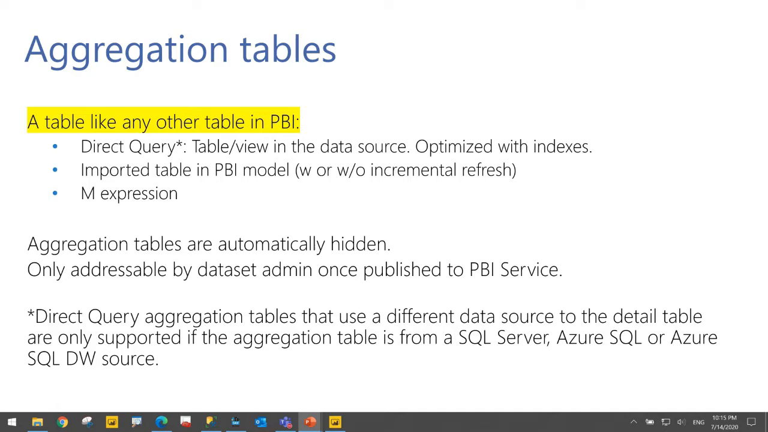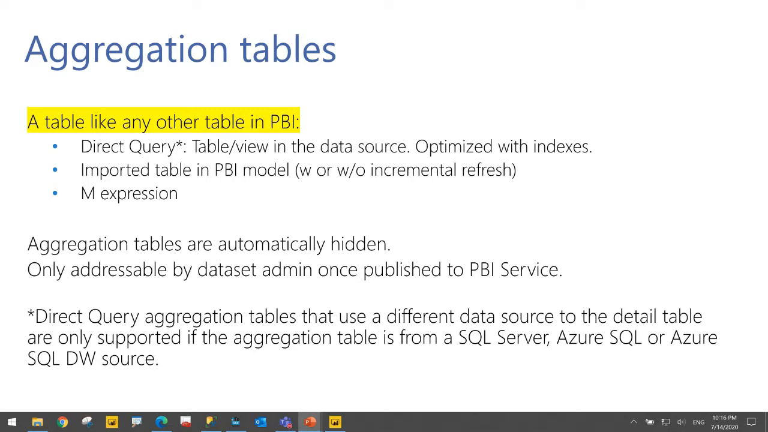They can be direct query, they can be import, they can be created with an M expression. Power BI does not care how the table gets into the model. Any object that's in the model, you can configure it as an aggregation. Now, from that point on, you have to guarantee that it's giving back the right values. You're guaranteeing that, but you can pick any table in the model.